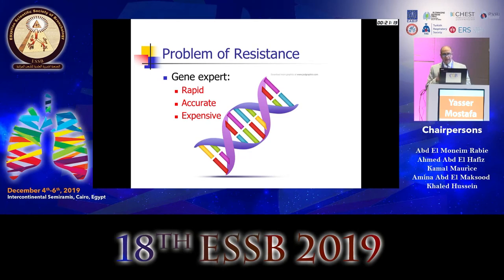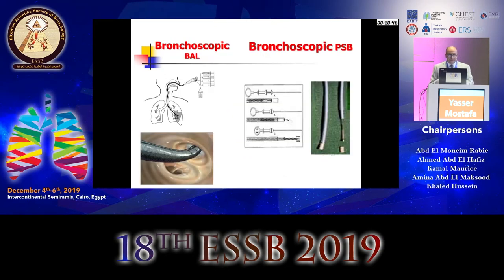Usually we leave these tests to critical cases and special situations because they are very expensive, although they are rapid and accurate, like GeneXpert. We used to do it in tuberculosis, but GeneXpert is available for other bacteria. And through it, we can know even the gene responsible for the resistance of some types of bacteria, and these help us a lot in directing therapy.